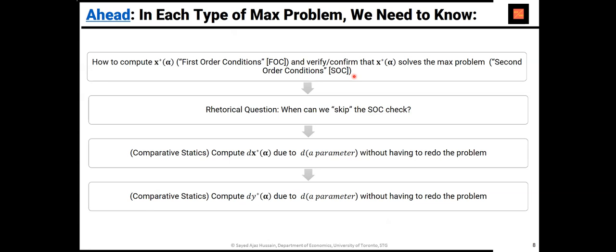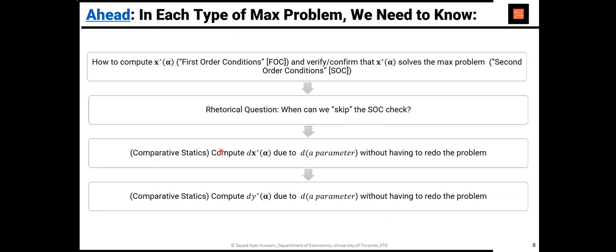SOCs are painful. I hate SOCs. F double primes, Hessians, blah, blah, blah. So one wonders rhetorically, listen, do I always have to, the second I find x stars through first order conditions, do I always have to find second order from the second order check? It turns out, not always.